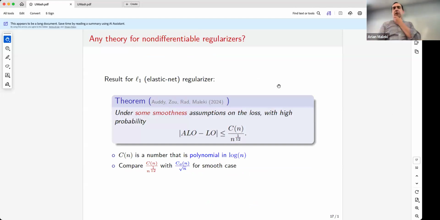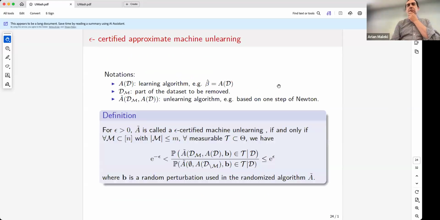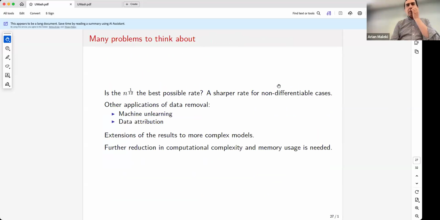Okay, so I'm done with my talk. There are so many open problems. Of course, sharper results for non-differentiable cases. One of my colleagues emailed me yesterday and said he found a new way to prove the non-differentiable cases. I haven't read his paper yet, but I'm hoping that may help us make these things sharper.